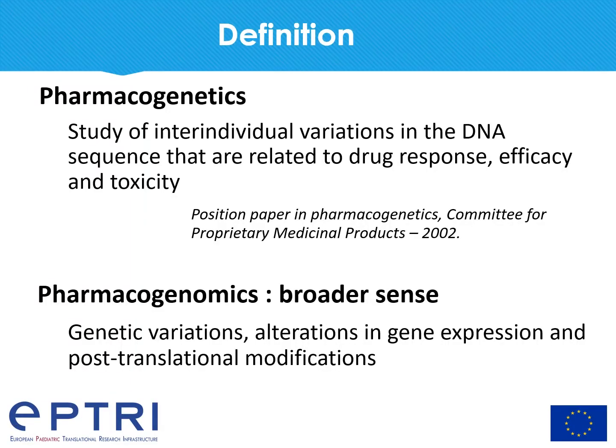I think it's important to start with definitions. Pharmacogenetics is the study of inter-individual variations in the DNA sequence that are related to drug response, efficacy, and toxicity. While pharmacogenomics has a broader sense, as it's defined as genetic variations, alteration in gene expression, and post-translational modifications.